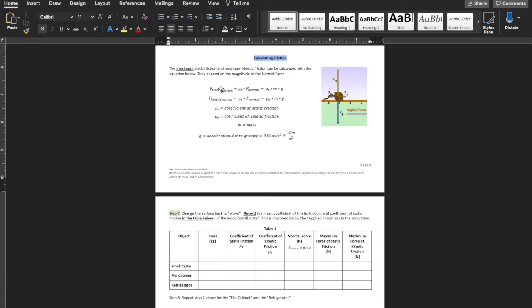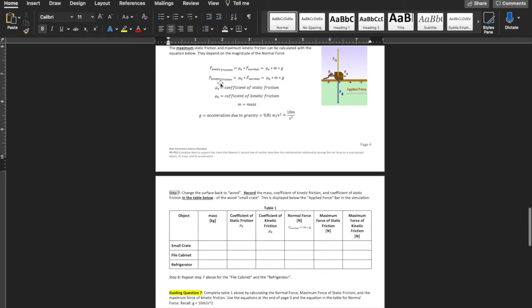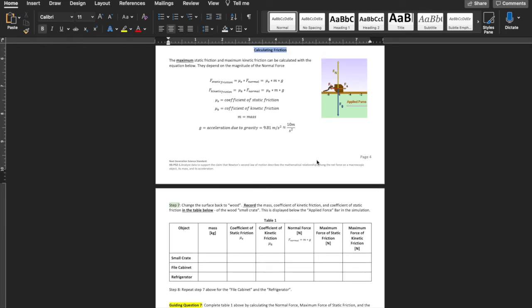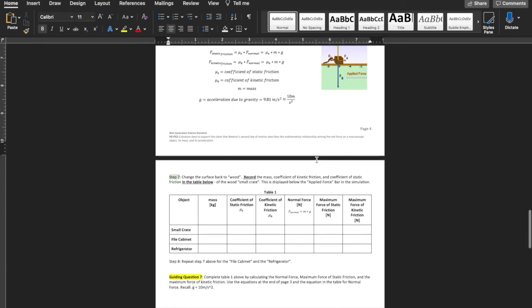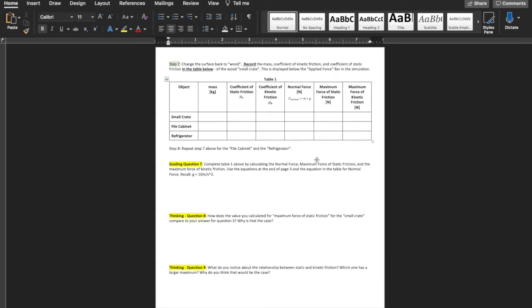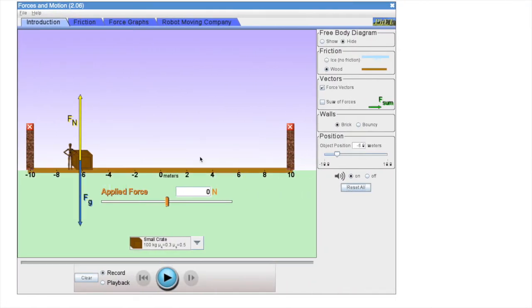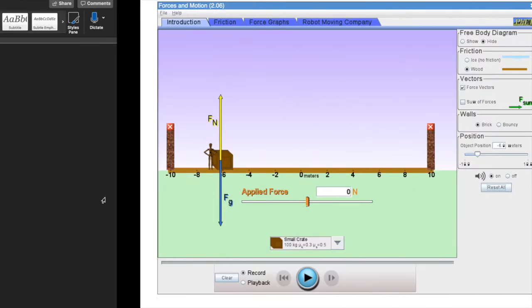Okay, so we have our two equations, one for static friction and one for kinetic friction. And so, again, these coefficients of static and kinetic friction are a result of our material properties, how rough or smooth the objects are. Okay, and so what we're going to do is, let's go step 7, change the surface back to wood, record the mass, coefficient of kinetic friction, and coefficient of static friction in the table below. And we're going to start with the small crate. So we need to reset everything. Go ahead and reset.